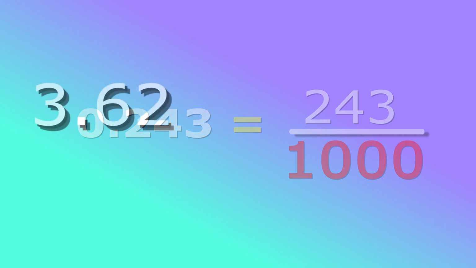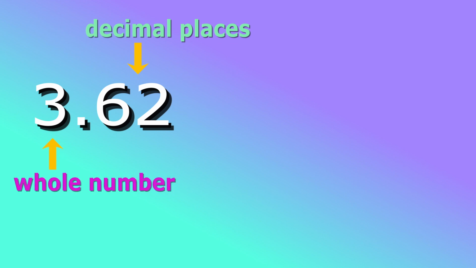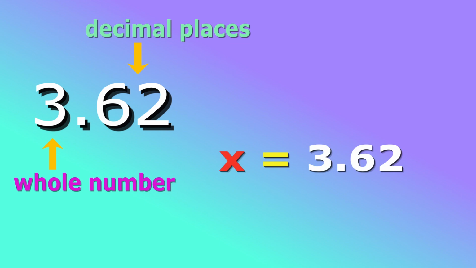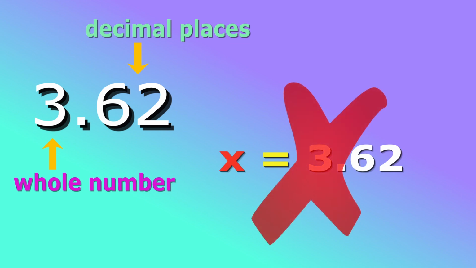Let's do one final example. Convert 3.62 to a fraction. Now this might seem a little tricky. You have decimal places, but you also have a whole number. You might be tempted to label 3.62 as x. Actually, this is much easier than you think. You just have to change the way you think of this number.